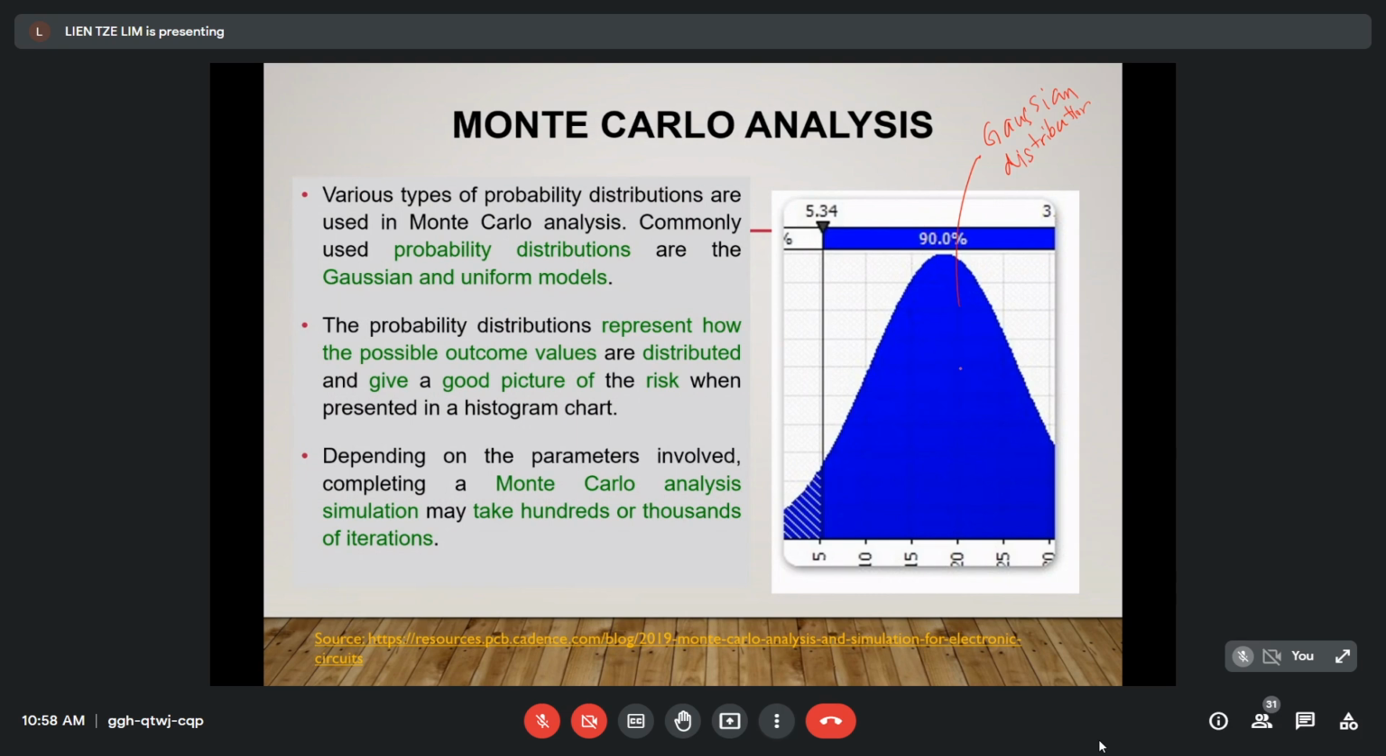So here in these Gaussian distributions, just now I already mentioned it. According to this statement, it represents how the possible outcome values are distributed and gives a good picture of the risk when presented.